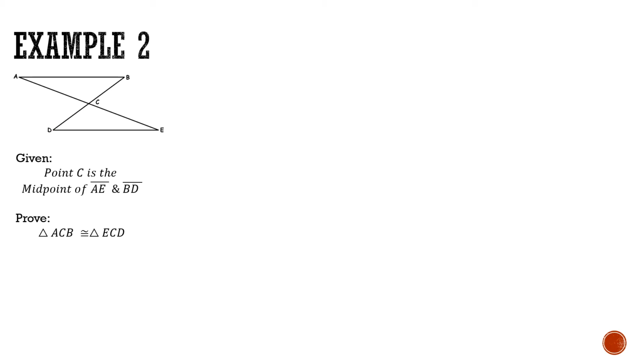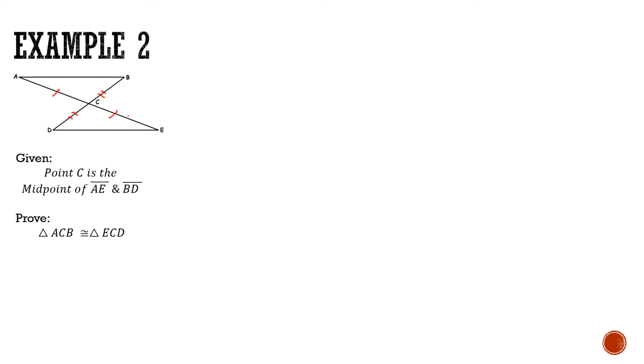So again, let's mark up what we can figure out just from the given information. Because C is a midpoint, I know that this segment is congruent to this segment. And since it bisects the other segment as well, I already know that this side right here is congruent to this side. So I've got two sides already. I'm not given any other information, so what else can I use?